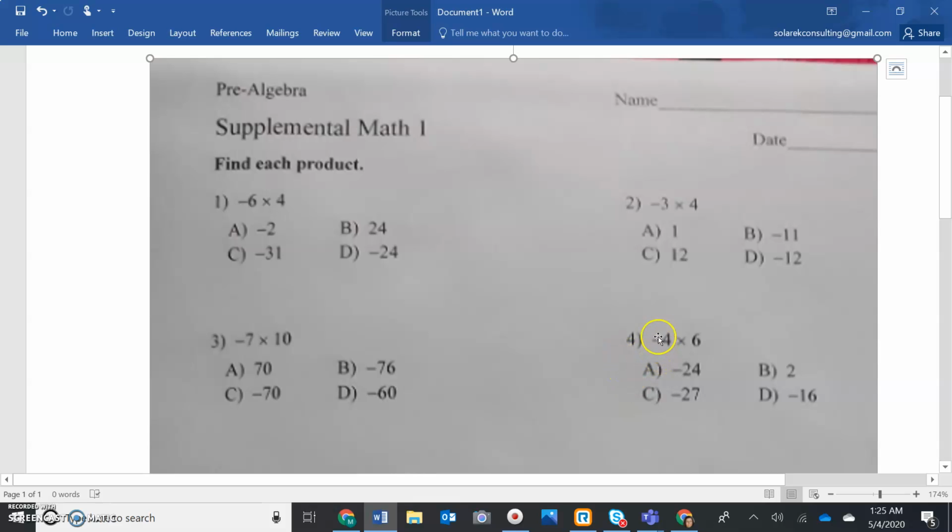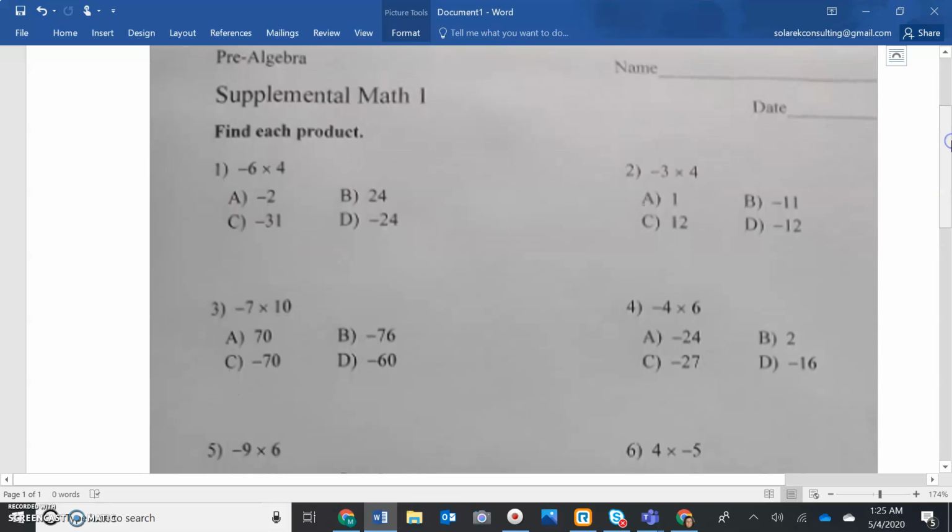Okay, number 4, let's try number 4, and you do the multiplication part, 4 times 6. But let's look at this. Negative times positive equals negative. So it can be this one, it can be this one, or it can be this one. Can't be B because B is not negative, and we know our answer is negative. Okay, so hopefully you wrote a letter down.